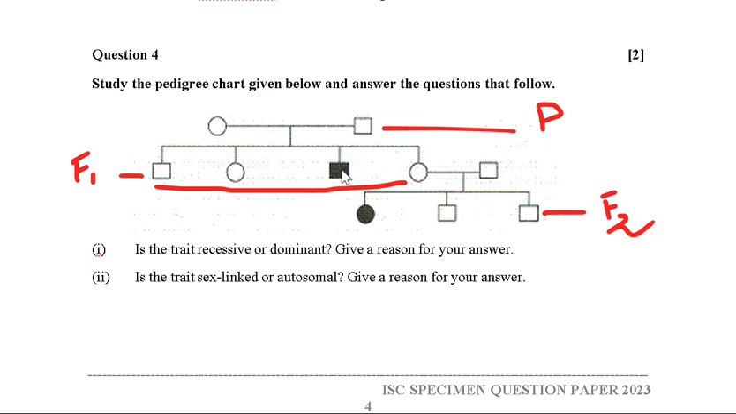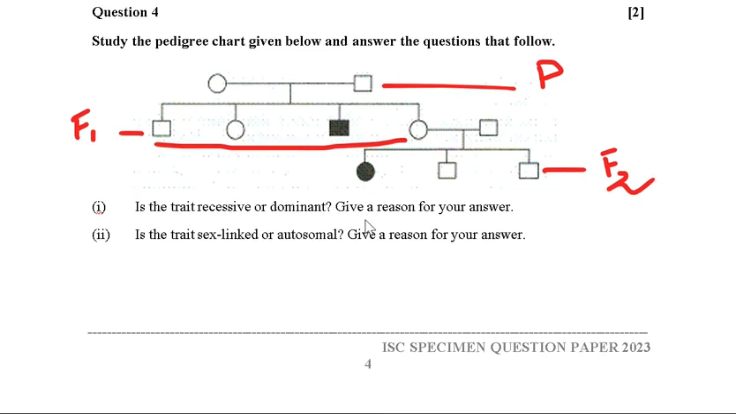This kind of blackening inside the square or in the circle is indicating the defectiveness. That means a defective male having some defectiveness, and a female having some defectiveness. So this black color is mainly indicating the defectiveness.